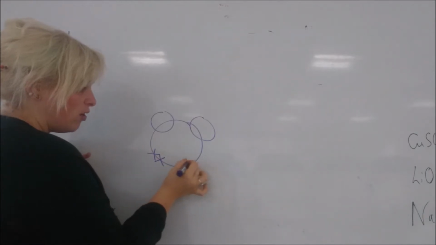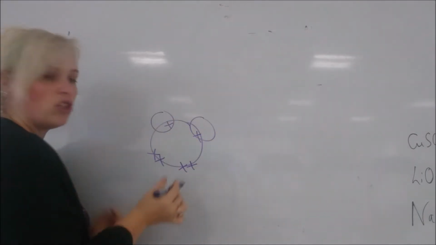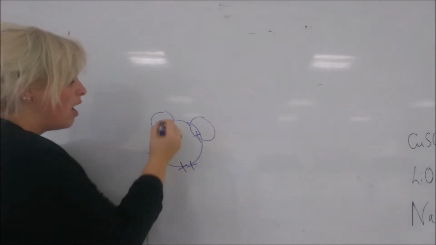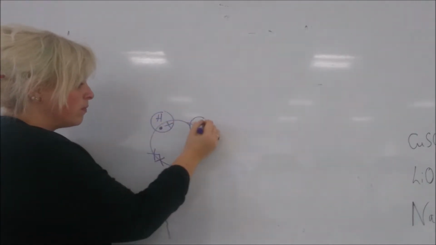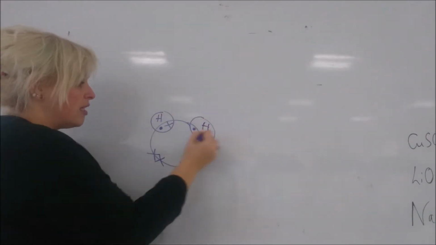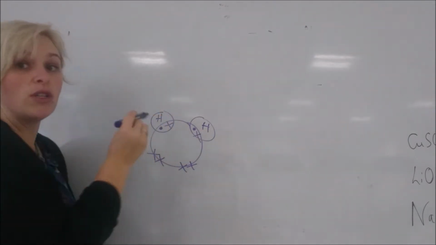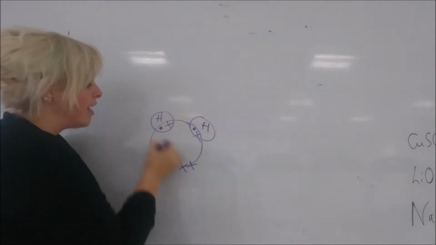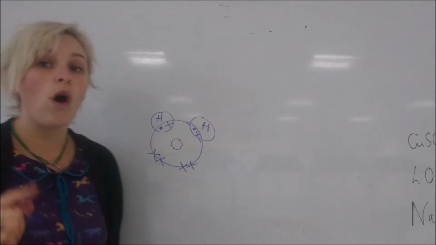Oxygen is the larger one. Oxygen has 6 electrons in its outer shell. I've drawn all 6. Hydrogen has 1. So they're going to share these. So this now has 2 electrons. This has 2 electrons. Very happy hydrogens. And this now has 8. Very happy oxygen. That is 1 water molecule.